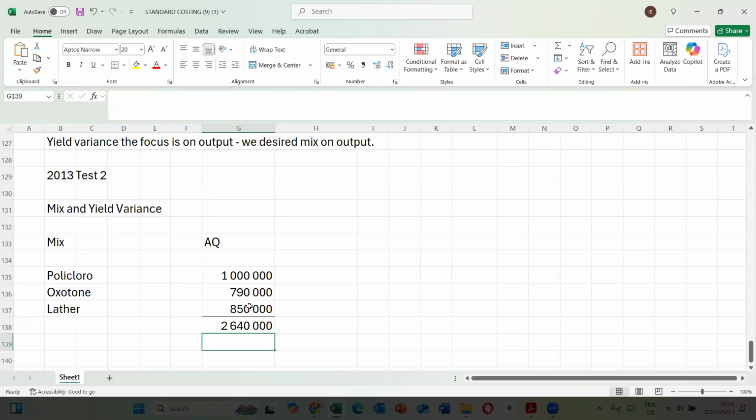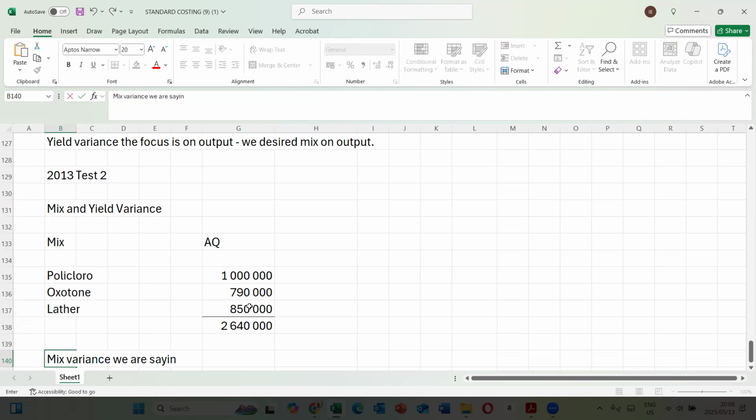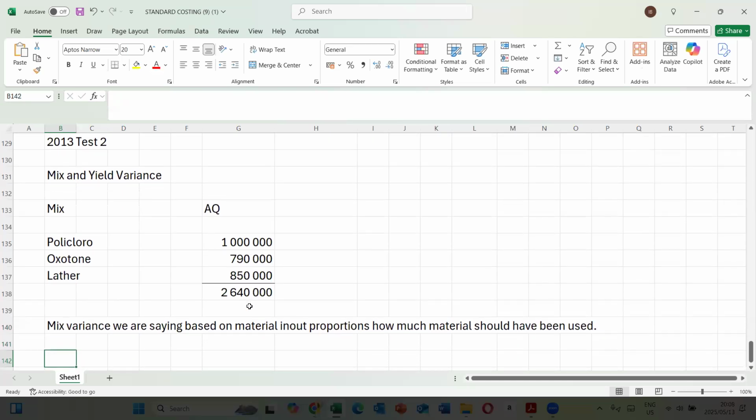Now, we want to determine the mix variance. So we said no in regards to the mix variance. Now, we are saying based on input proportion, material input proportions, right? How were the proportions supposed to be? How much material should have been used, based on the input proportion?